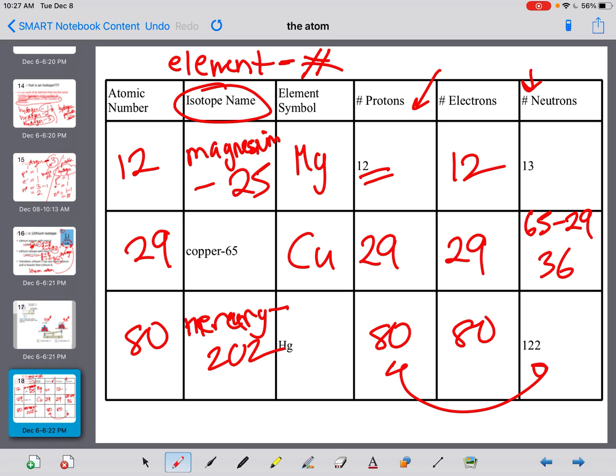Okay, so on your worksheet that you're doing today, it's not necessarily an isotope because it just says the element. So if it just said magnesium, that means you're using the average from the periodic table. You're rounding it to a whole number. But if it's magnesium-25, we know that we're dealing with isotopes in that case.